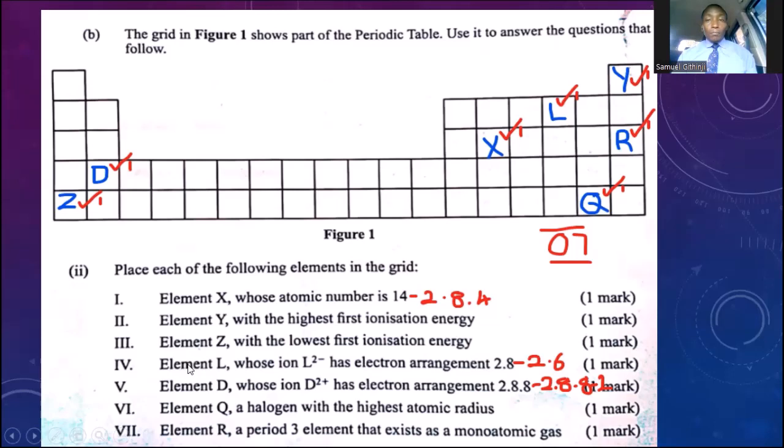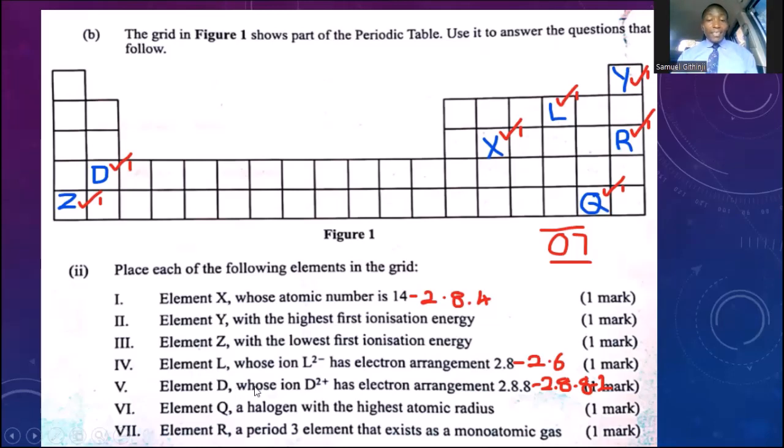Moving on to part 4, element L. It forms an ion with L2 negative. If you see 2 negative, it means it has 2 extra electrons. It has gained 2 extra electrons. And that means if we remove the 2, then we will have 2, 6. Remember, the ion has electron arrangement 2, 8. So if I remove the 2 electrons, then I'll have 2, 6. I only need to consider that it is in period 2, group 6. 1, 2, 3, 4, 5, 6. So this is the position.